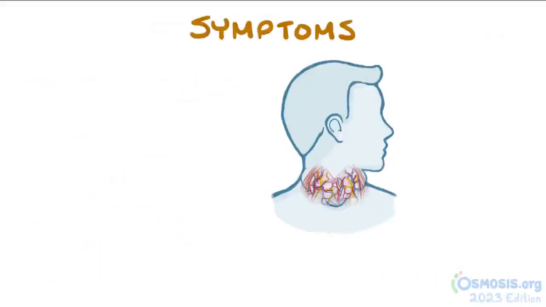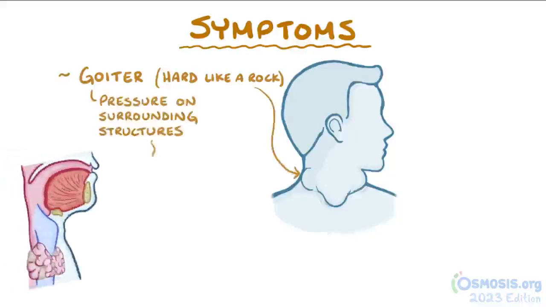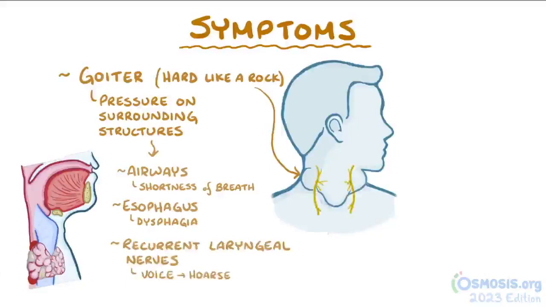The most common symptom of Riedel's thyroiditis is a goiter that's about as hard as a rock, and it may be on one side or both sides of the neck. The goiter can put pressure on surrounding structures, like nearby airways, which causes shortness of breath, or on the esophagus, which causes dysphagia or difficulty swallowing. It can also put pressure on the recurrent laryngeal nerves supplying the vocal cords, which can make the voice hoarse.